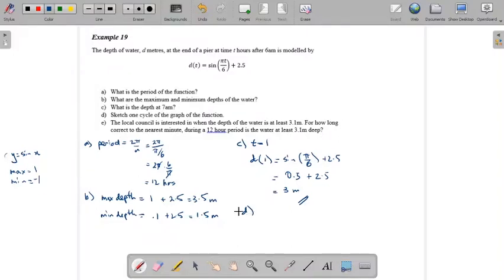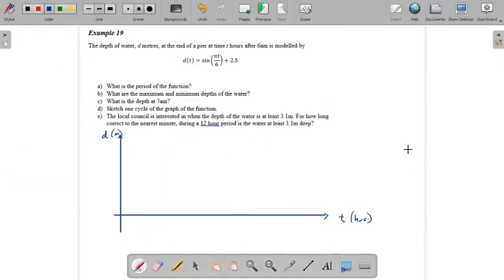Part D. Sketch one cycle of the graph of the function. So we're looking at one cycle which goes over a 12-hour period, because we know our period is 12 hours, so one complete cycle would be for 12 hours. So I'm going to have to make a bit of room here. Okay, so I've drawn here some axes. Vertical axis is the depth in meters, and our horizontal axis is time in hours. So then, we're doing for one complete cycle. So for t, we're going to 12, and this would be a t value of 0.